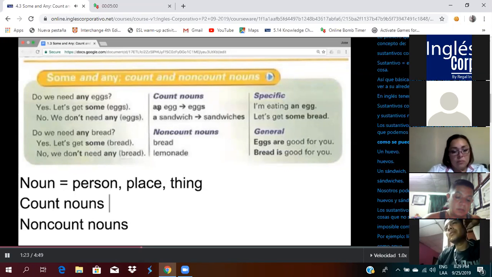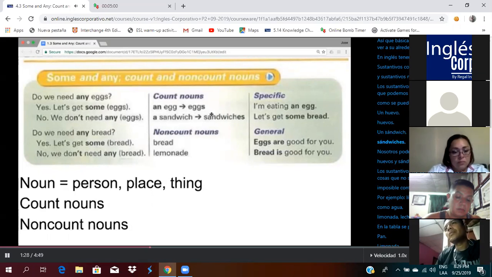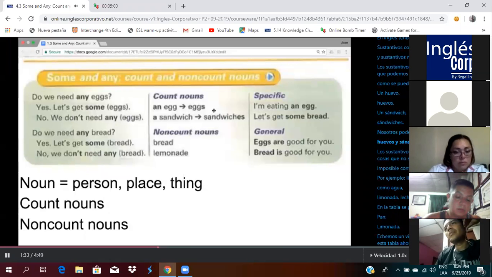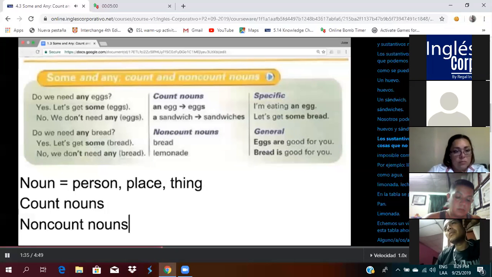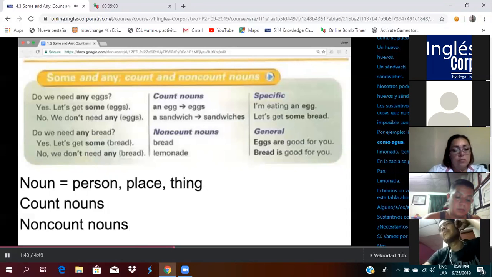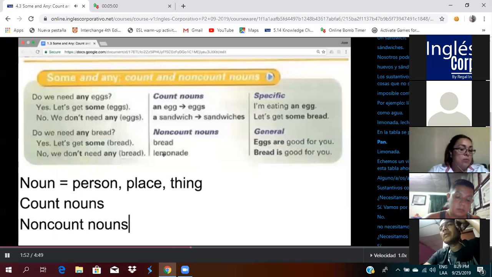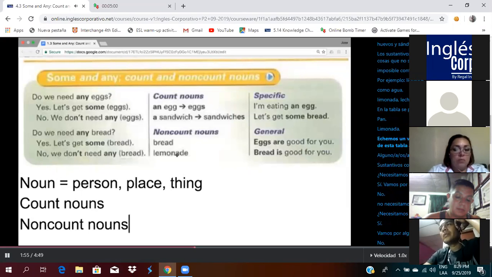As you can see on the chart, an egg, eggs, a sandwich, sandwiches. We can count eggs and sandwiches. Non-count nouns are those things that you can't count because it's impossible to count. For example, liquids such as water, lemonade, milk, etc. On the chart, you can see a couple of examples. Bread, lemonade.